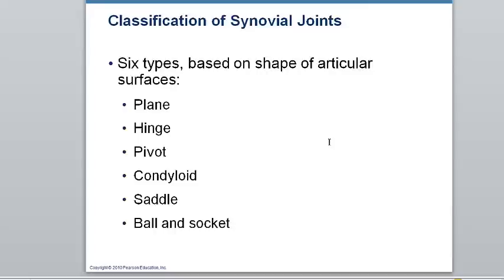Now we're moving on to classification of synovial joints. We know the structure and characteristics of synovial joints. We know the movements that are there. We know all the planes they move in. And now we're moving on to the classification.